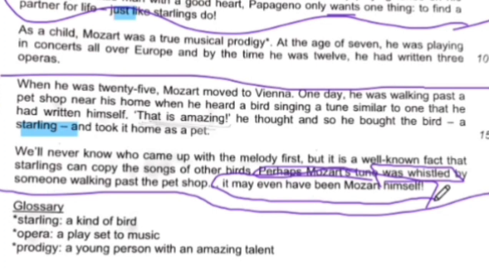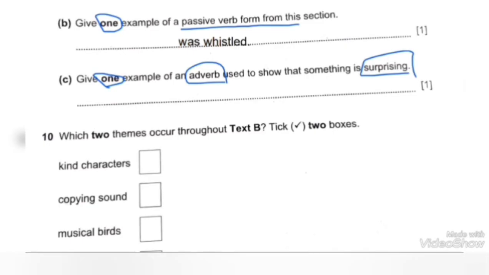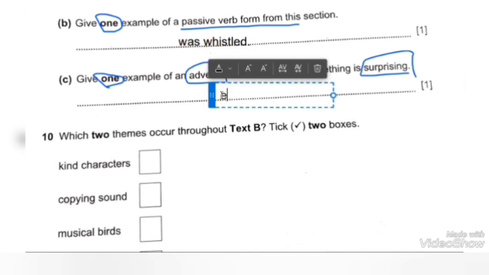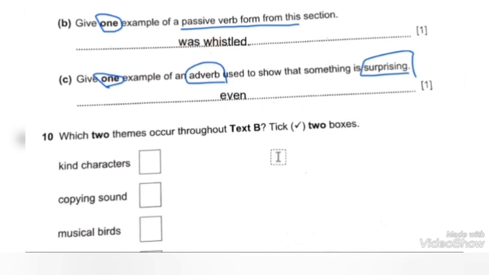It may even have been Mozart himself. Where is the adverb? Ta-da! Even. That's it. The only adverb in the sentence. So it will be this one. Even. Let's write it down. Even. Okay. Good for you.